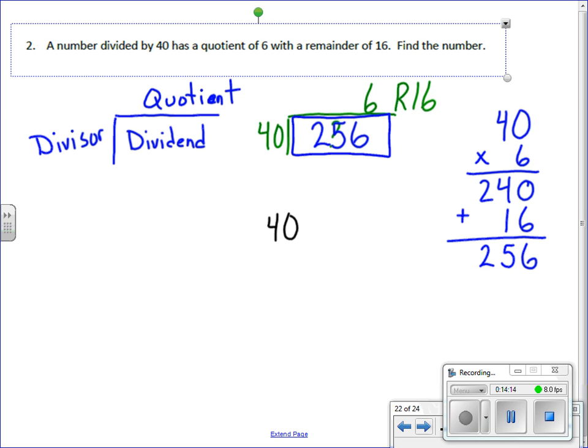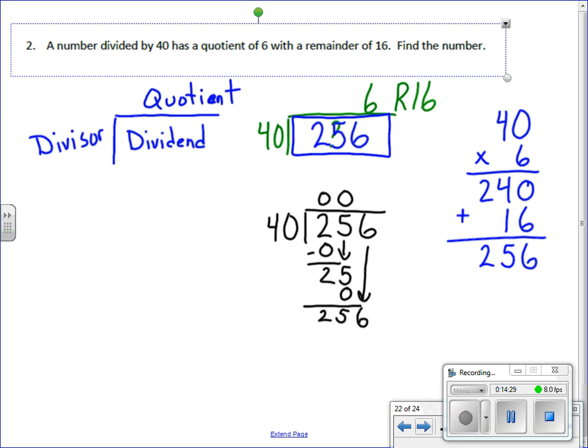So if I have 40 going into 256, 0 times, 0 again, think 4 times 6 is 24. That's close to 25. 4 times 7 is 28. That's too big. So we're going to go with 4 times 6. 6 times 0 is 0. 6 times 4 is 24. We're going to subtract, and we're left with 16. So 6, remainder 16. Good, it worked.